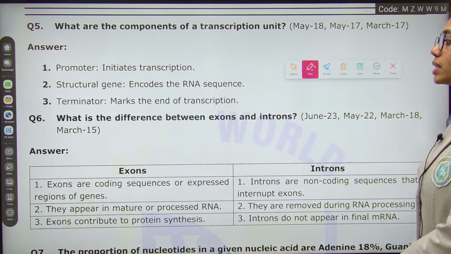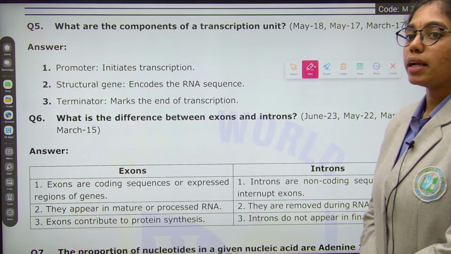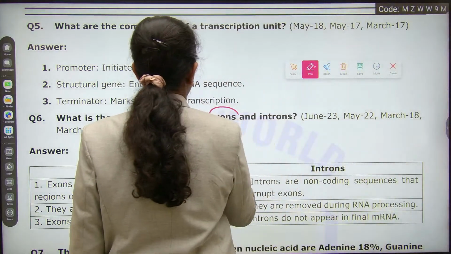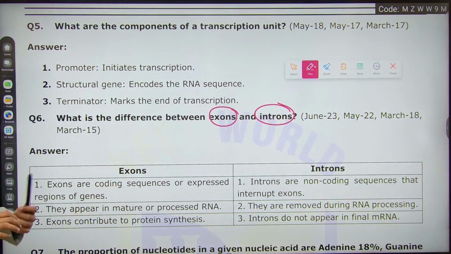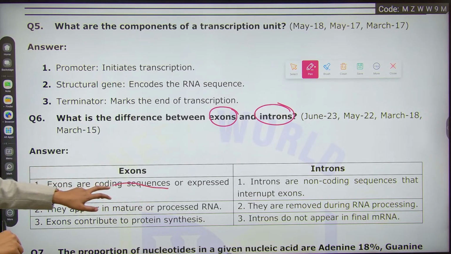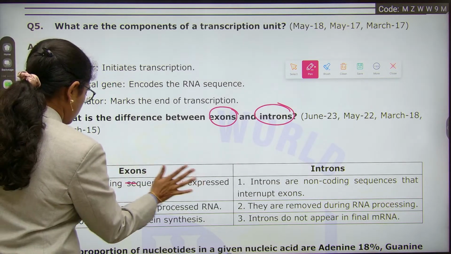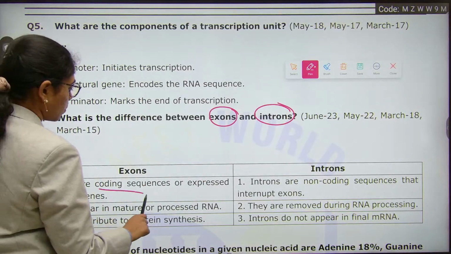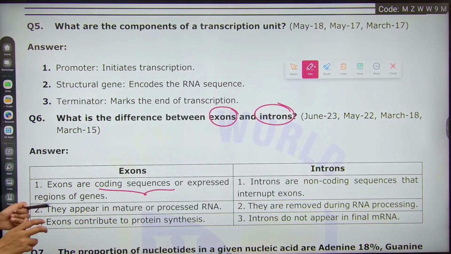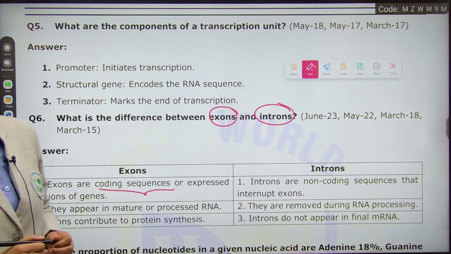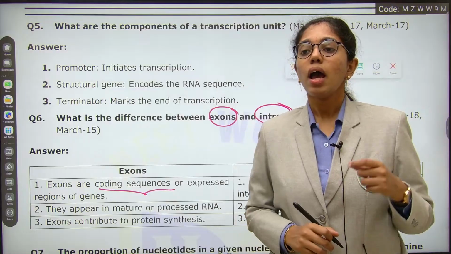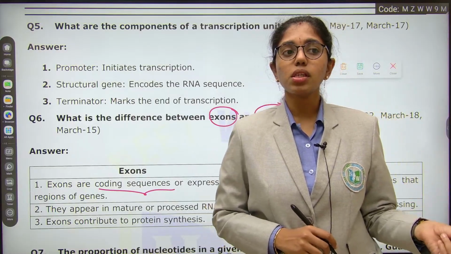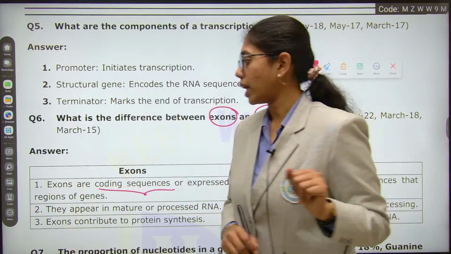Then what is the difference between exons and introns? Asked in multiple years like 2023, 22 and 2018. Exons are coding sequences, the expressed regions of genes. Introns are non-coding sequences. In simple terms, you can remember it this way: exons are expressed sequences, introns are inactive sequences.